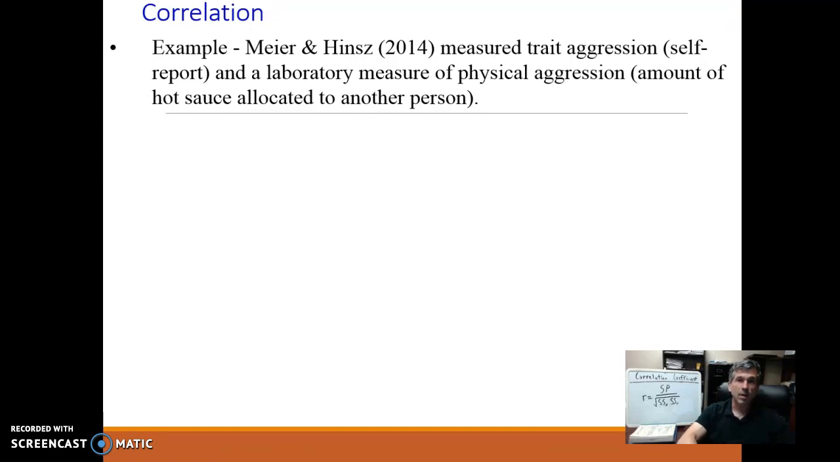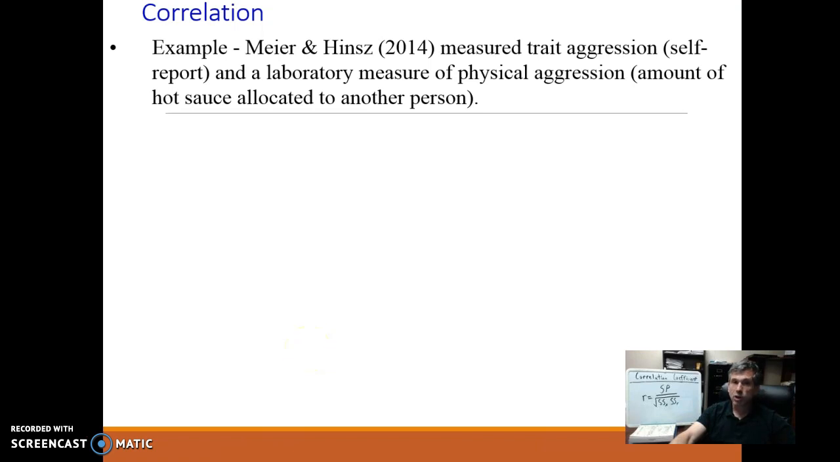One of those ways is how much hot sauce people allocate to another person in a taste test when they're told that other person doesn't like hot sauce. Seems a little silly, but it's one of the common ways of representing it. Let's say we wanted to figure out if this is a good way of representing aggression. Something we might do, and what these researchers did, is take that physical aggression measure, that hot sauce measure, and also give them an established measure of aggressive tendencies as a trait. So they give them a questionnaire that's been known to assess people's actual aggression levels. We want to correlate them.